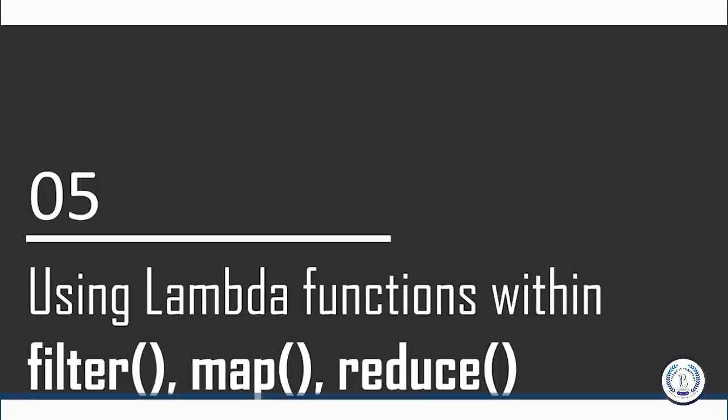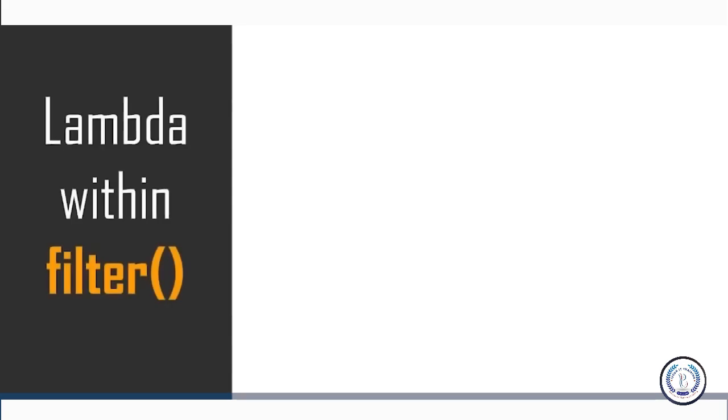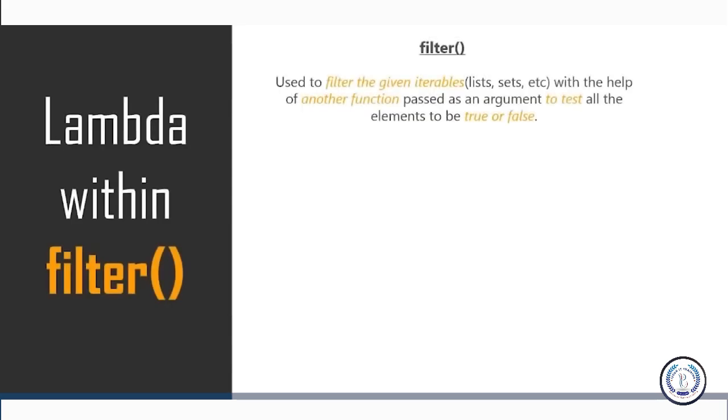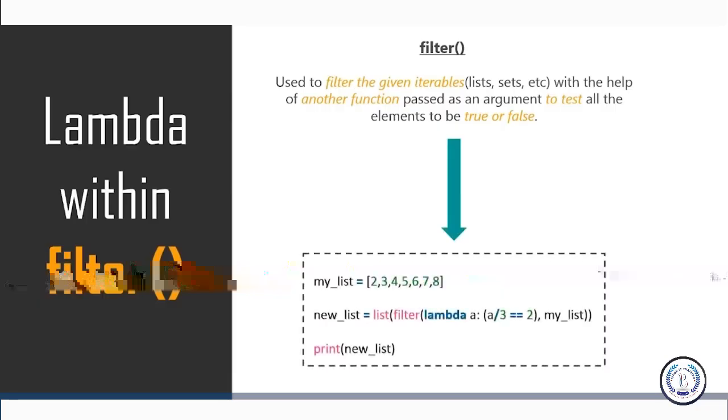Now let's move on towards the next topic, which is using lambda functions within filter, map, and reduce functions. The filter method is used to filter the given iterables, which can either be lists, sets, etc. Now this is done with the help of another function, which is passed as an argument to test all the elements to be either true or false. After applying the function to the set of iterables, if the value is true, then that value is returned in the output. Now let me just jump onto my Jupyter notebook and use the lambda function within the filter method.